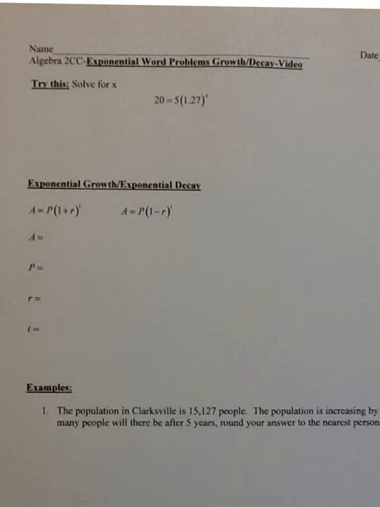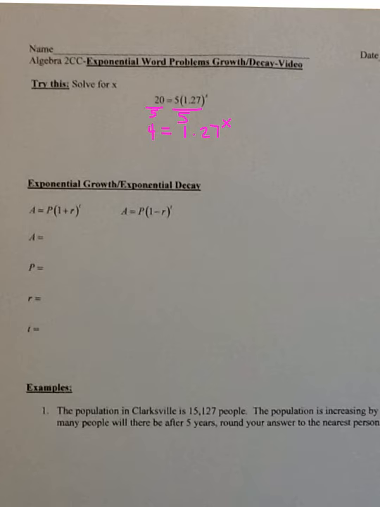Okay, so remember when we solve an exponential equation, you have to get this base here, which is 1.27, that has that x as the exponent, to be isolated, so we have to get rid of the 5. Now remember, we cannot multiply 5 times 1.27. Okay, so how do we get rid of the 5? If this is 5 times, we divide by 5. So divide both sides by 5. So 20 divided by 5 is 4, equals 1.27 to the x power.